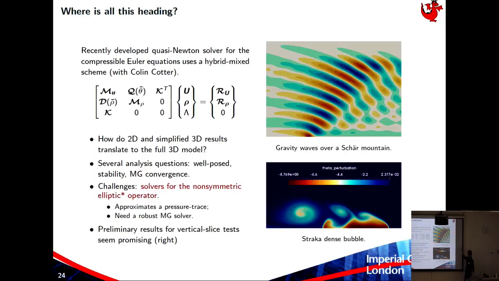So this one is very non-symmetric, even if you neglect Coriolis. It's a bit of a wonky operator, but it smells elliptic. So we think it should still be elliptic, but that remains to be shown.